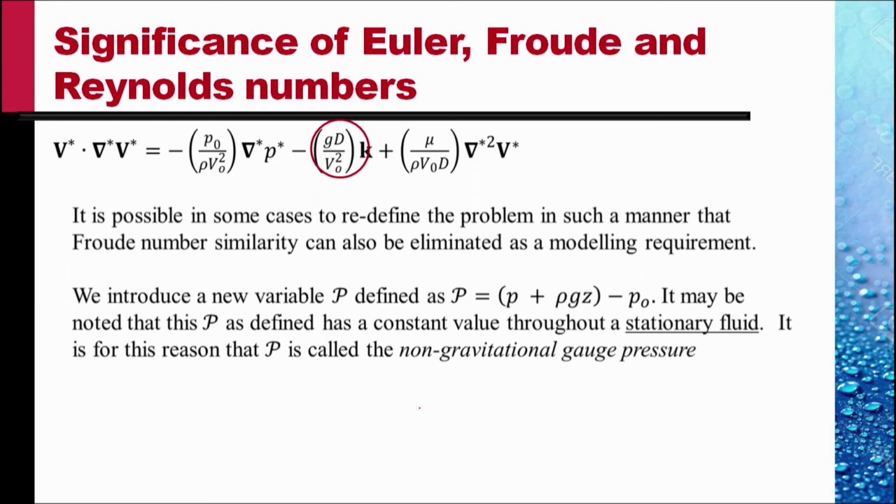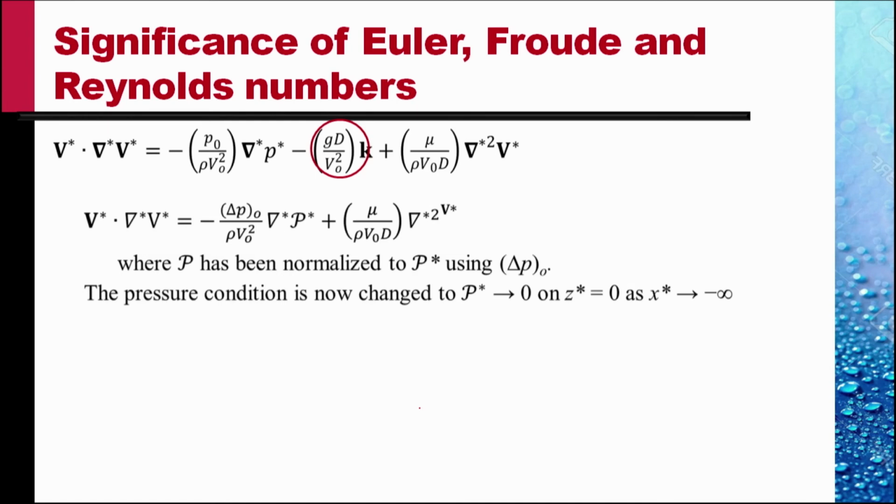It may be noted that this modified pressure has a constant value throughout a stationary fluid. And it is for this reason that this is called the non-gravitational gauge pressure. And if we introduce this, the first two terms of the governing equation combine into a single term. The pressure condition has now changed to the non-dimensional modified pressure tending to 0 on z star is equal to 0 as x star tends to minus infinity.